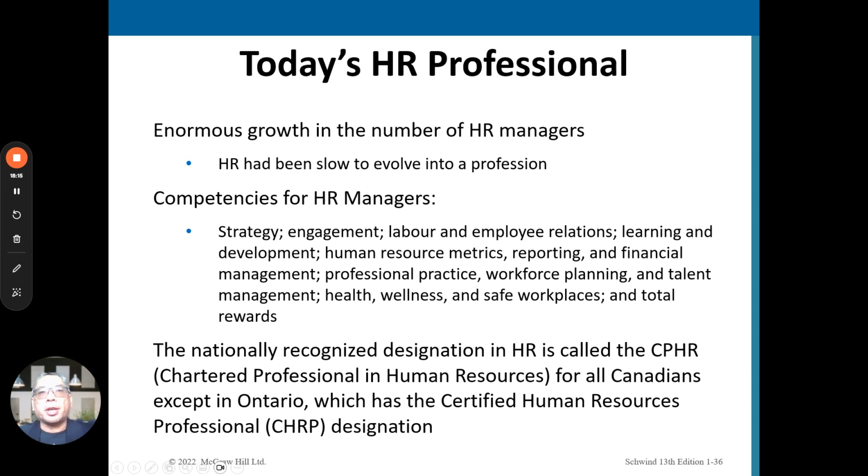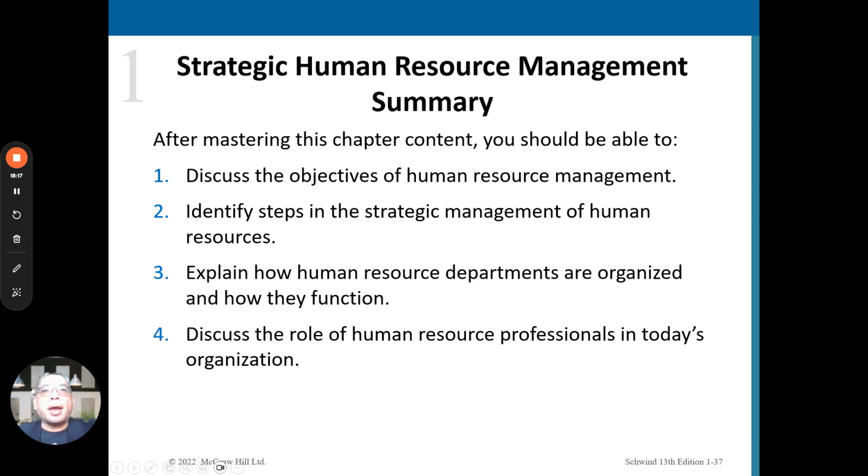Okay, and then after mastering all of this chapter, you should be able to discuss the objectives, identify the steps, explain how the human resource department is organized, and discuss the role of the human resource professional in today's organizations.